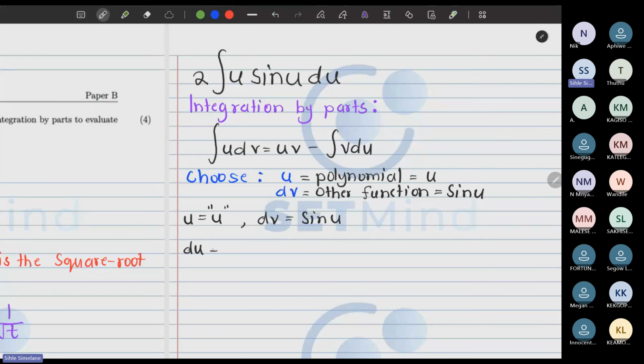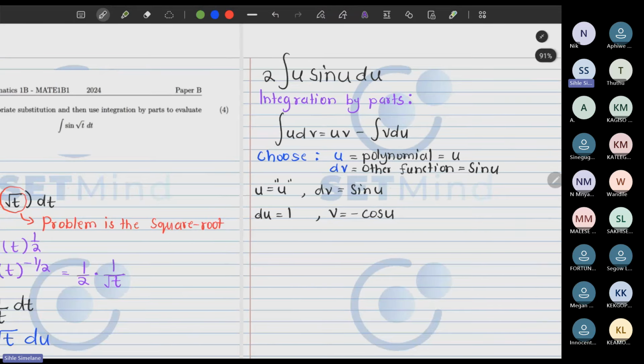So when we differentiate u, we get 1. And when we integrate v, we end up getting negative cos of u, because we need v as part of our equation. So we can now plug back. Which means 2 times the integral of u sine of u du will be equal to u times v, which is u multiplied by negative cos. So it will be negative u cos of u.